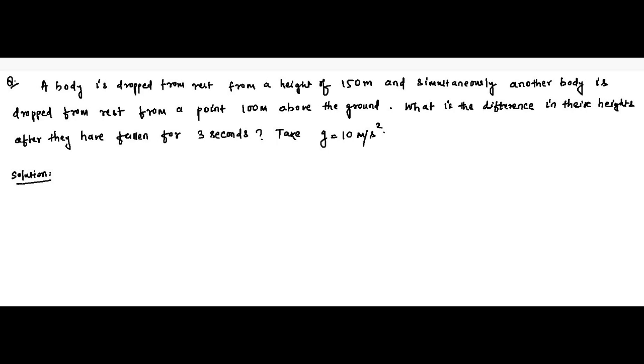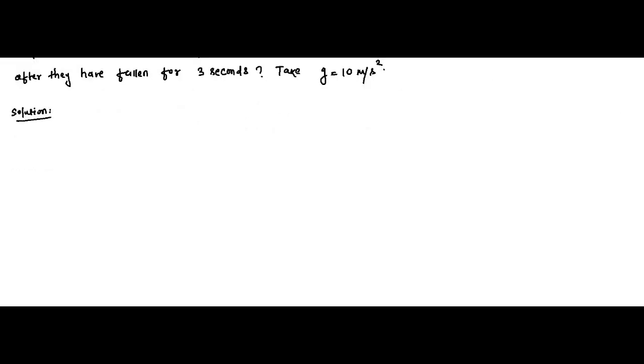Here we have to take acceleration due to gravity, small g, equal to 10 meters per second squared. Okay, so this is the question. Now let us try to convert it into a proper diagram. Let us say we have a tower or something like that, or a tall building.